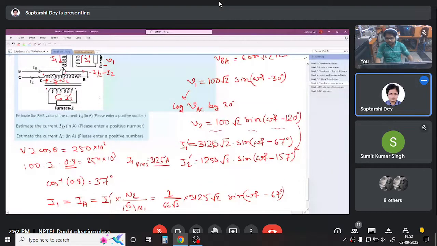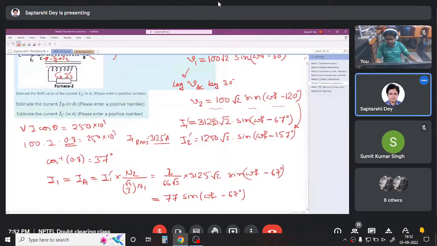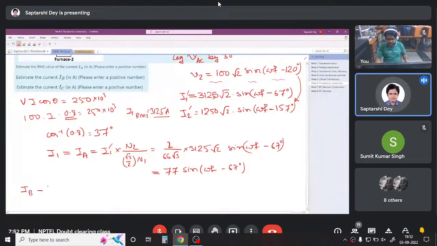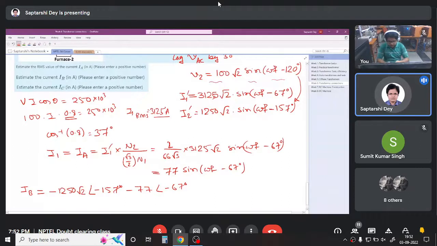Now we can find out I1 or IA. We can find out IB. What is IB from here? Minus I1 by 2 minus I2. So IB is minus this: root 2 angle minus 157 degree minus 77 angle minus 67 degree. See, there are two ways to calculate these things. You have already learned those in your undergraduate classes, basic electrical in first year. So I'm not showing you once again how to do it. I'm quickly doing it in my calculator using complex functions. You can do it with complex functions, or split them up in cos theta plus j sin theta and then calculate. Since we don't have much time, I am doing it in my calculator.